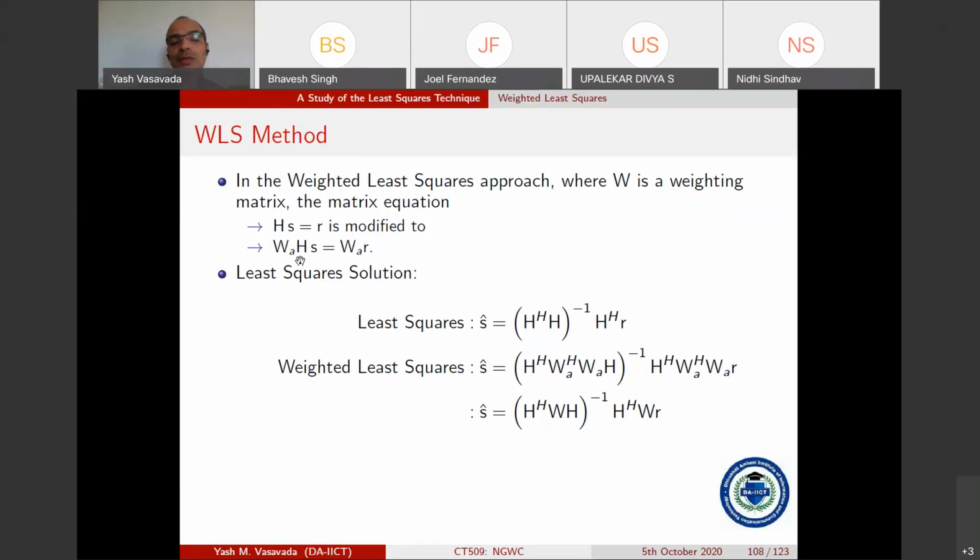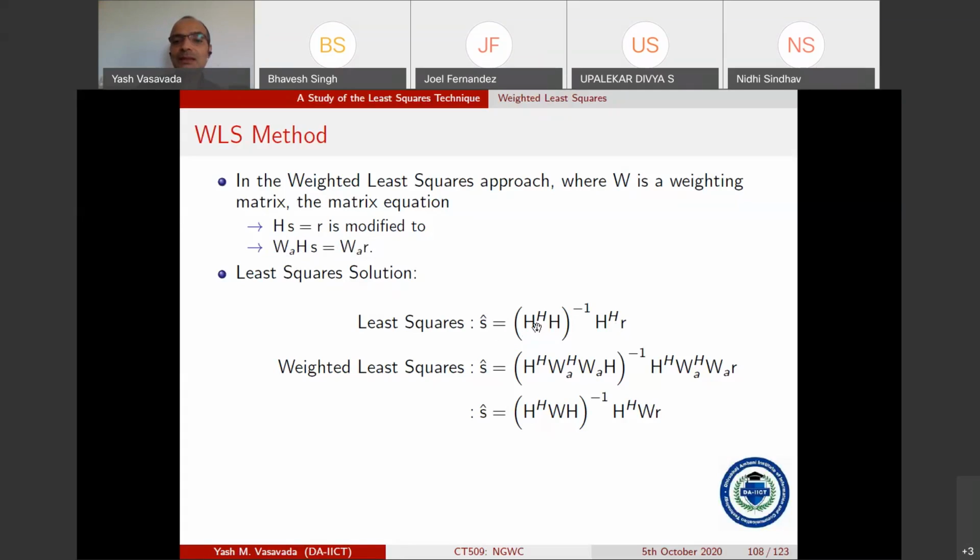And to be consistent, when I multiply R with W, I should multiply the left-hand side also with WA. And so now I have this modified equation. And I then do the least squares on this modified equation. Remember, WA times R is going to be also a vector. And WA times H is also going to be a matrix.